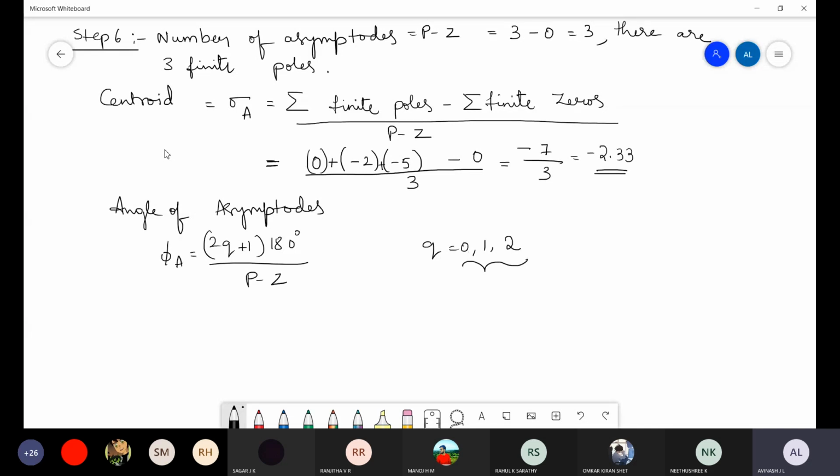Here you can make a comment for the first numerical. So I can say that the ranges for the number of asymptotes.